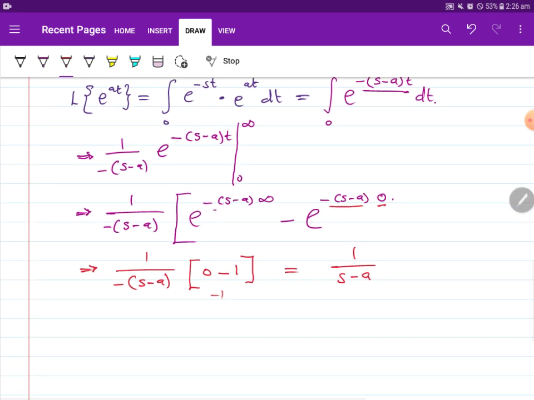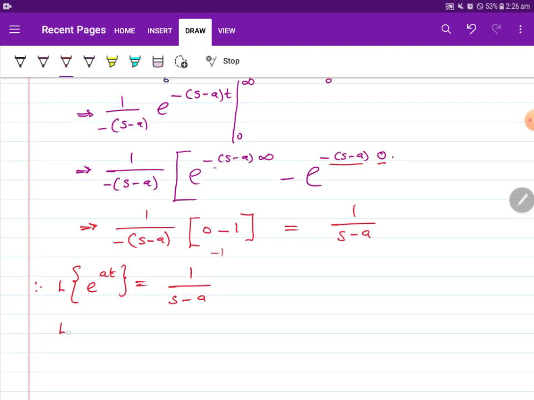Therefore, the Laplace transformation of exponential at is equal to 1 over s minus a, where a is our constant. Similarly, if you are asked to find the Laplace transformation of exponential 2t, by comparison that would be 1 over s minus 2, since a is 2. Also, if I ask you to find the Laplace transformation of exponential 7t, that would be 1 over s minus 7.